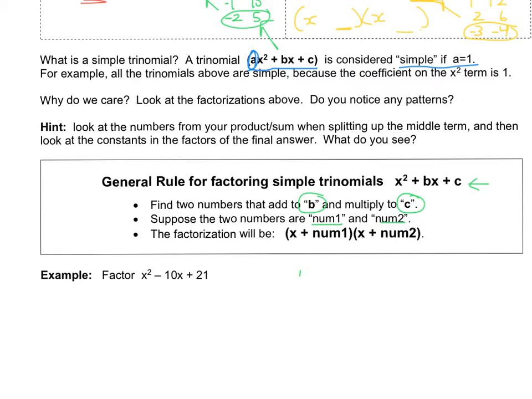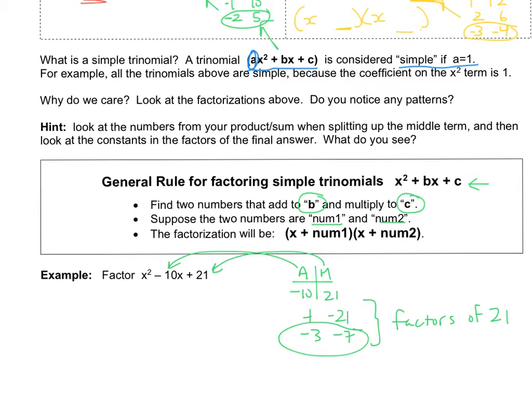We want to find two numbers that are going to add to the B term, which is negative 10, and it has to multiply to positive 21. Since I'm multiplying to a positive, my two numbers have to have the same sign, and because I'm adding to a negative, they're both going to be negative. So I could have negative 1 and negative 21. I could have negative 3 and negative 7. So all I'm doing is listing my factors of 21. And then I check to see, is there a pair that will add to the middle term?